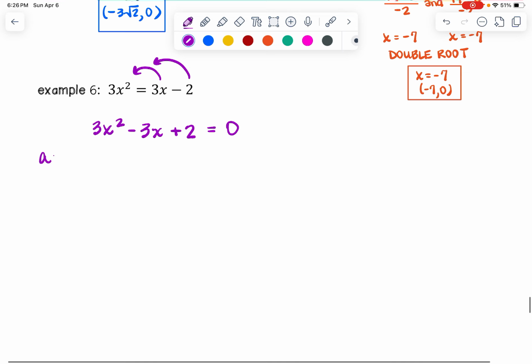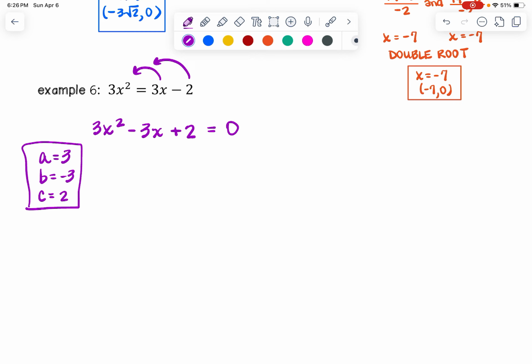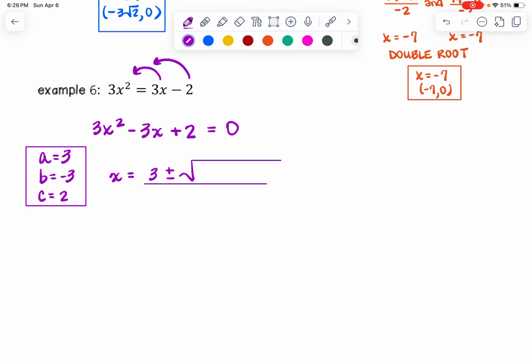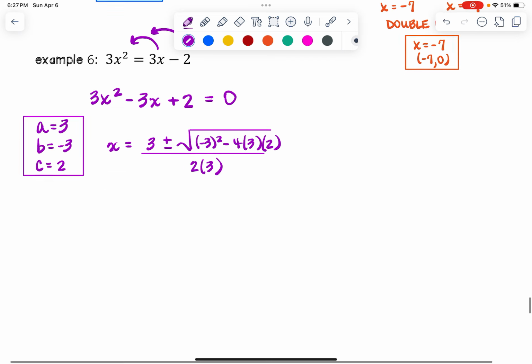All right, so now that I have that, I know my A is 3, my B is -3, and my C is +2. And again, it's the same steps over and over again. So here we go. X equals -B, but my B is already negative, so -3 would be +3, plus or minus square root of b squared minus 4ac all over 2a. There we go.